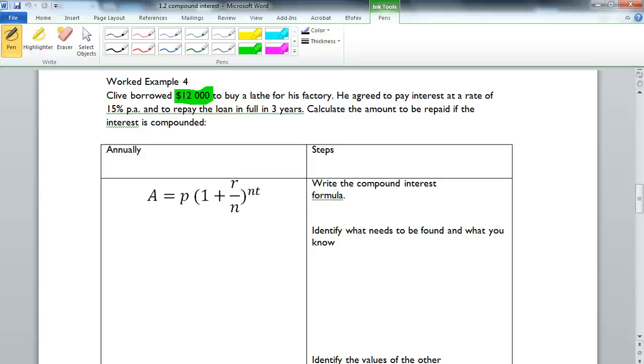So continuing on from the last video, we're going to look at worked example 4. It's important to remember that you can actually see this worked example in your textbook that we're currently using, the PDF.